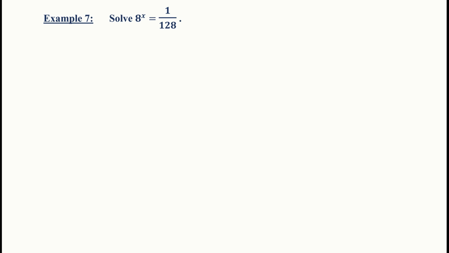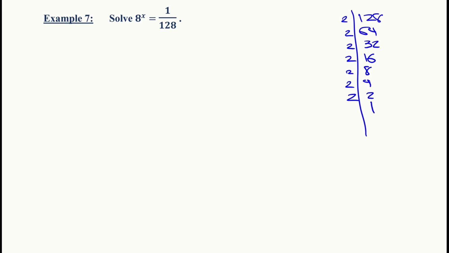If you're familiar enough with powers, you should recognize both 8 and 128 as powers of 2. 8, of course, we know is 2 cubed, and 128, if you just do a quick prime factorization, you get 2, 64, 2, 32, 2, 16, 2, 8, 2, 4, 2, 2, 2, 1. So you can see there is 1, 2, 3, 4, 5, 6, 7. So 128 is the same as 2 to the 7.